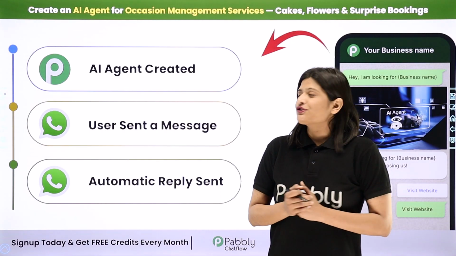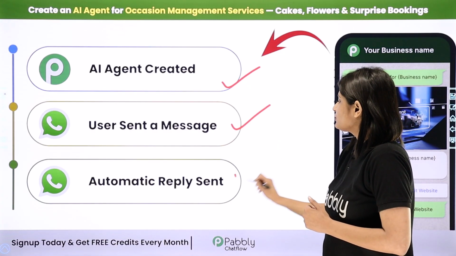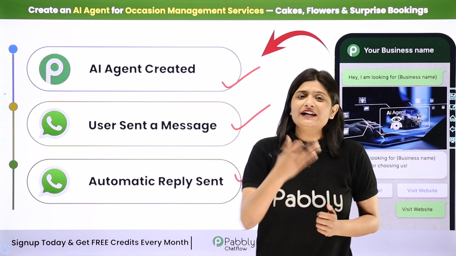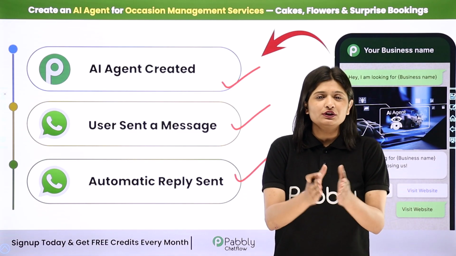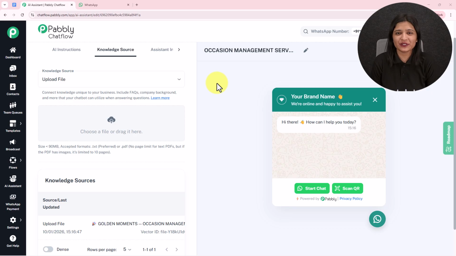With the help of Pabbly Chatflow, I have created this AI agent, and whenever a user sends me any message, based on the query they have sent, a reply is automatically sent to them. Now, if you want to learn the step-by-step process, then let me take you all to my screen. So welcome to my screen everyone. In this video, I'm going to show you how I have created this AI agent which has automated all my WhatsApp conversation using Pabbly Chatflow.